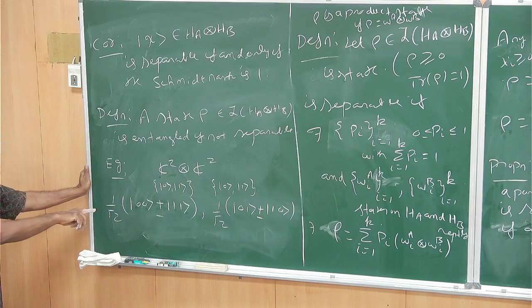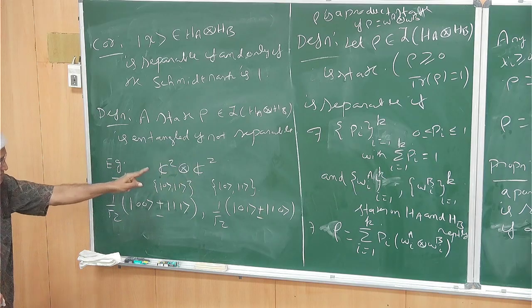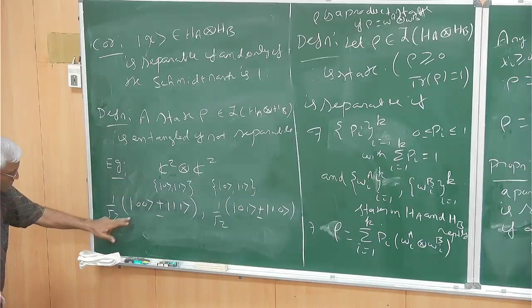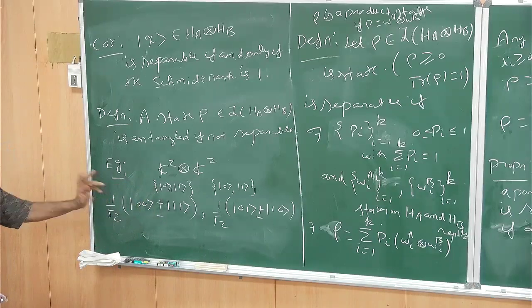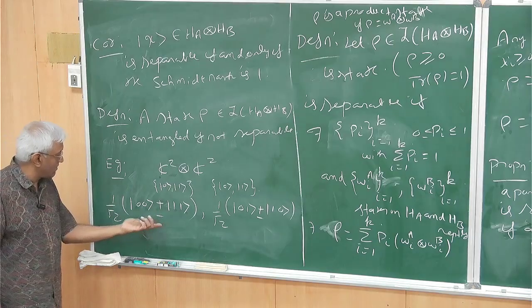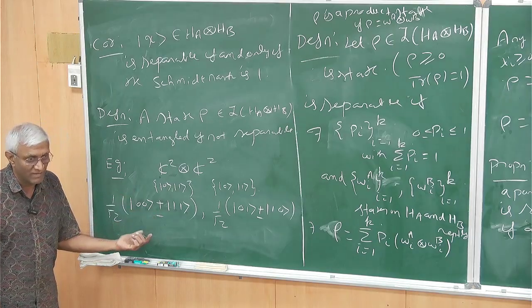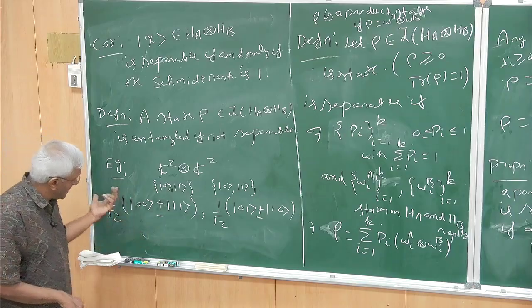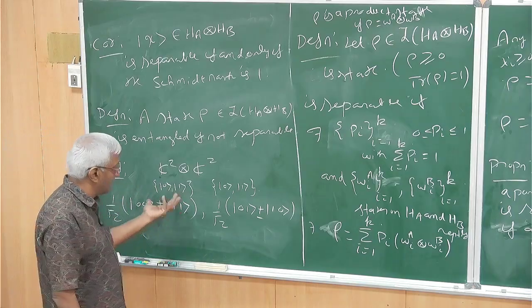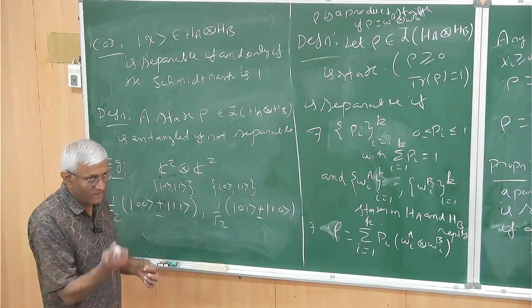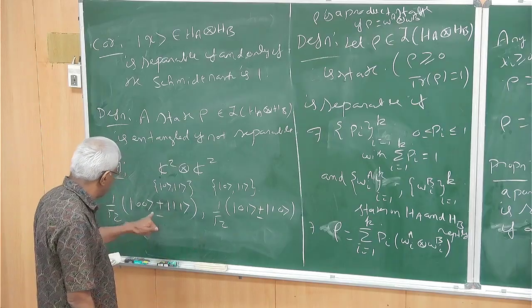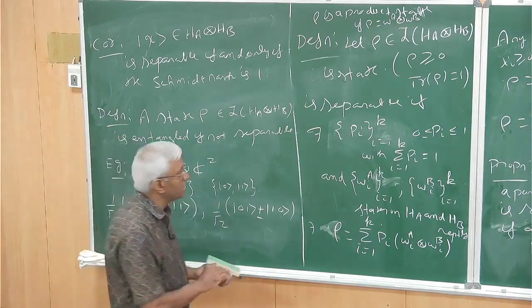All these 4 vectors are orthogonal to each other. C2 tensor C2 is 4-dimensional. So you have 4 vectors which are entangled and they form an orthogonal basis for C2 tensor C2. These are what is called EPR pair, EPR orthogonal vectors. This comes from Pauli matrices, which we discussed already. How we get it, I will come to that.